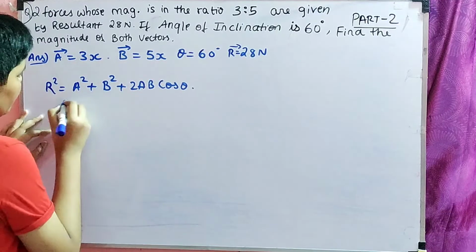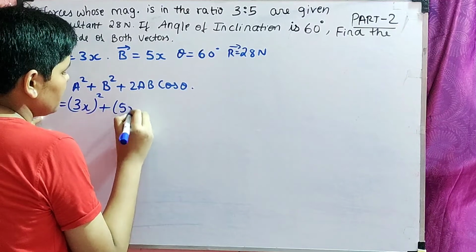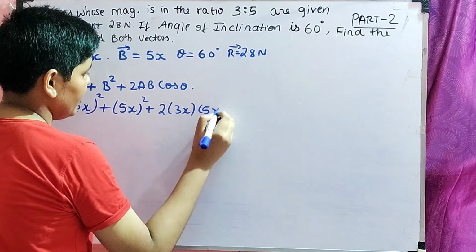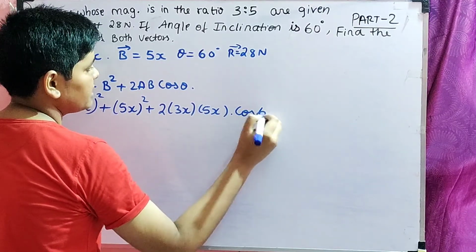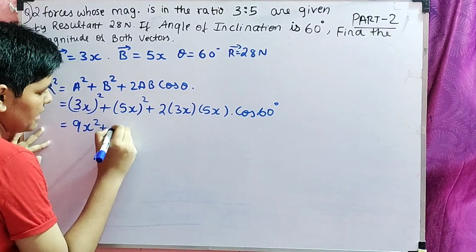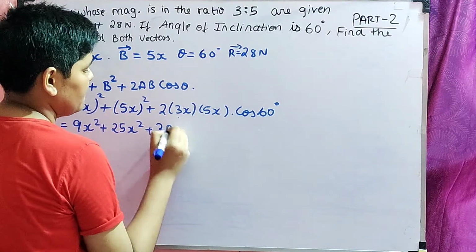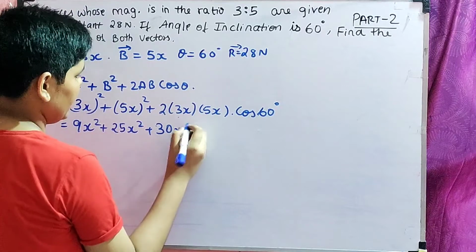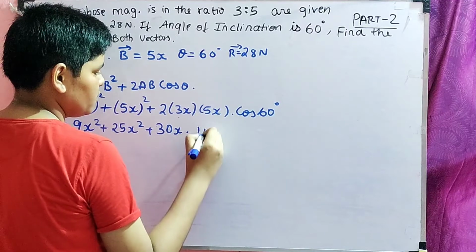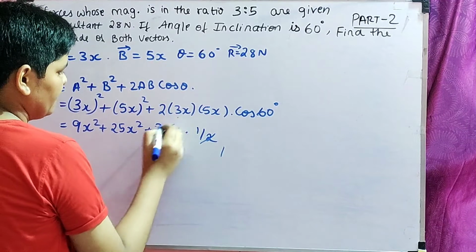So here a square we have 3x whole square, plus b square is equal to 5x whole square, plus 2 into 3x into 5x into cos 60 degrees. So 3 square is 9x square, plus 5 square is 25x square, plus 2 3s are 6, 6 5s are 30, x into x is 30x square, into cos 60. Cos 60 degrees is equal to sin 30, which is equal to 1 by 2. So this is the value. So here we have 2 1s are 2, 15s.